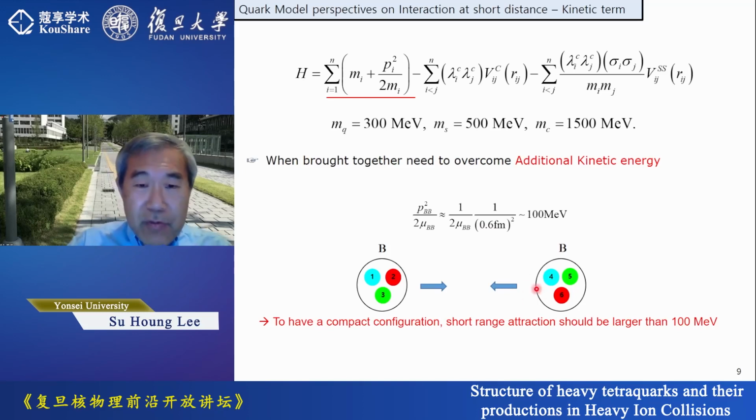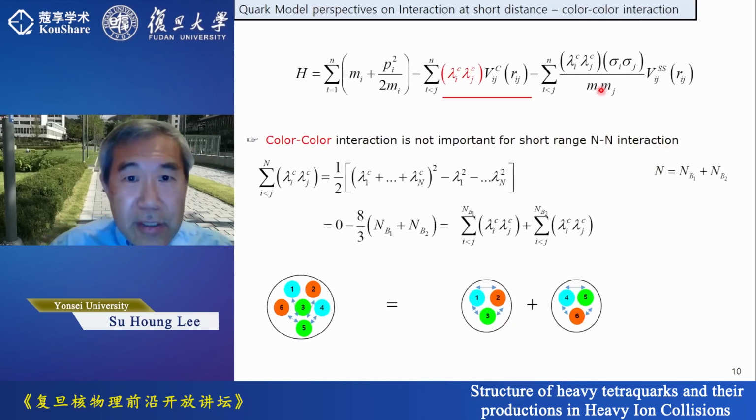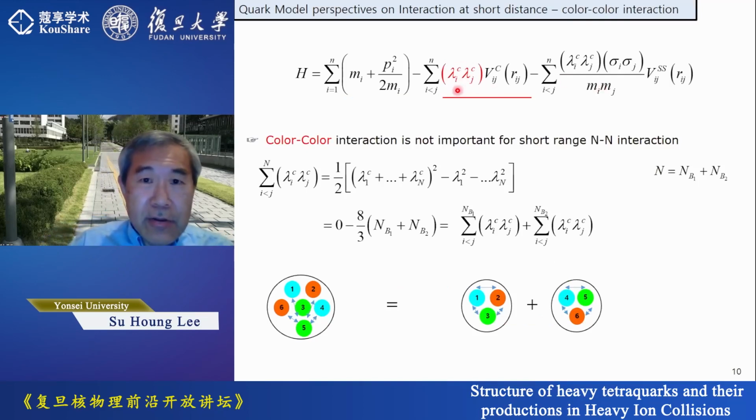But if you want to put them together in a usual hadron size, or a nucleon size, or dibaryon size, then the relative kinetic energy that you have to overcome should be more than 100 MeV. So that's the typical repulsive energy, and the repulsion has to come either from the color-color interaction or color spin. So let's start with the color interaction. That's the usual Coulomb type or linearly rising type potential. And these are really coming from the two-body interactions involving quark I and quark J.